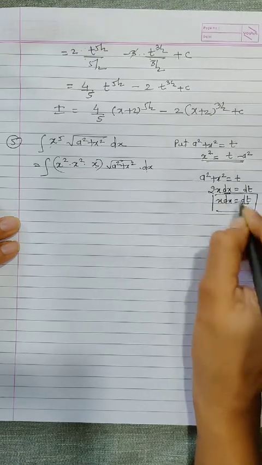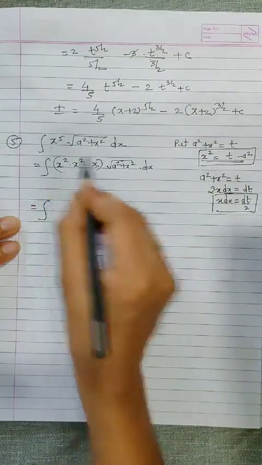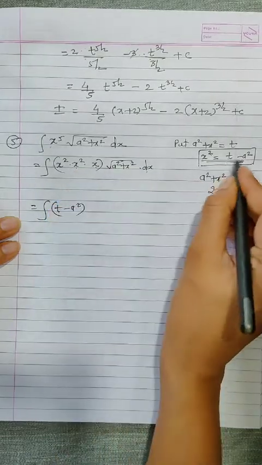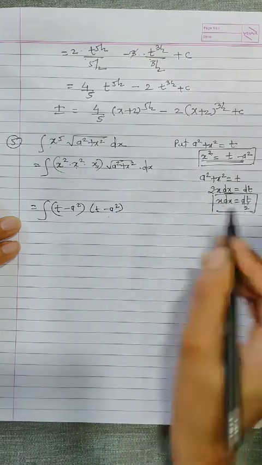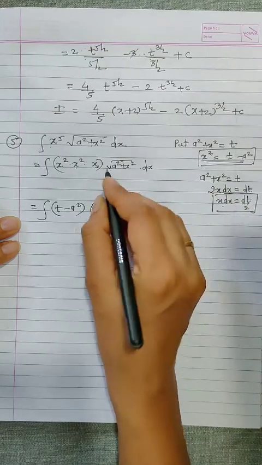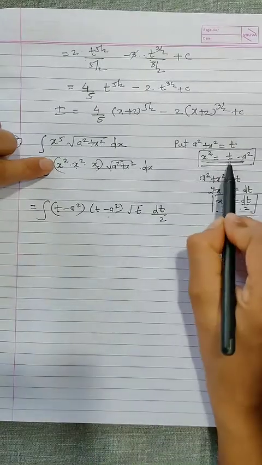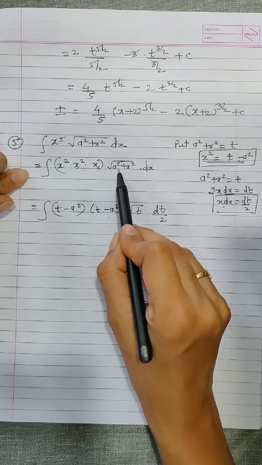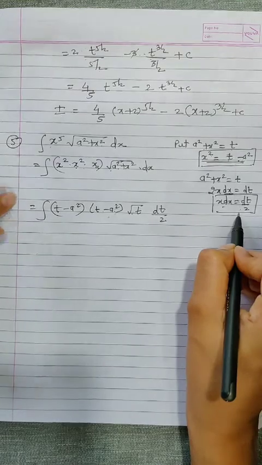Now this value is important and this value is important here. Now x square, what is x square? It is t minus a square. What is x dx? dt by 2. And under root a square plus x square means under root t. So in this way I have put x square as t minus a square, under root a square plus x square as under root t, and x dx as dt by 2.